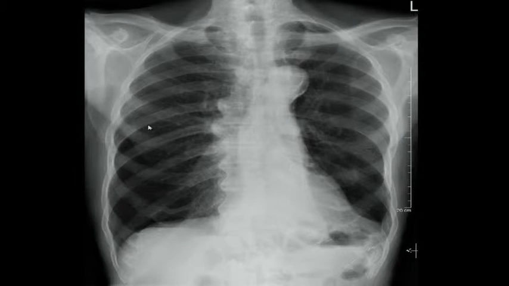No confluent air space consolidation in both lungs. Do you see air? Come again, repeat please. What did you say? I don't see any consolidation, but I see... Sorry, someone's head is blocking that corner.